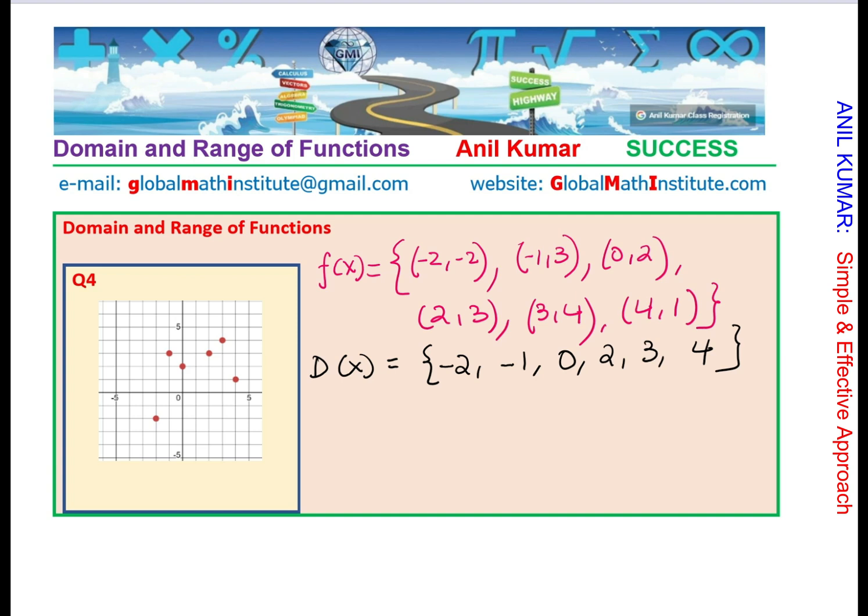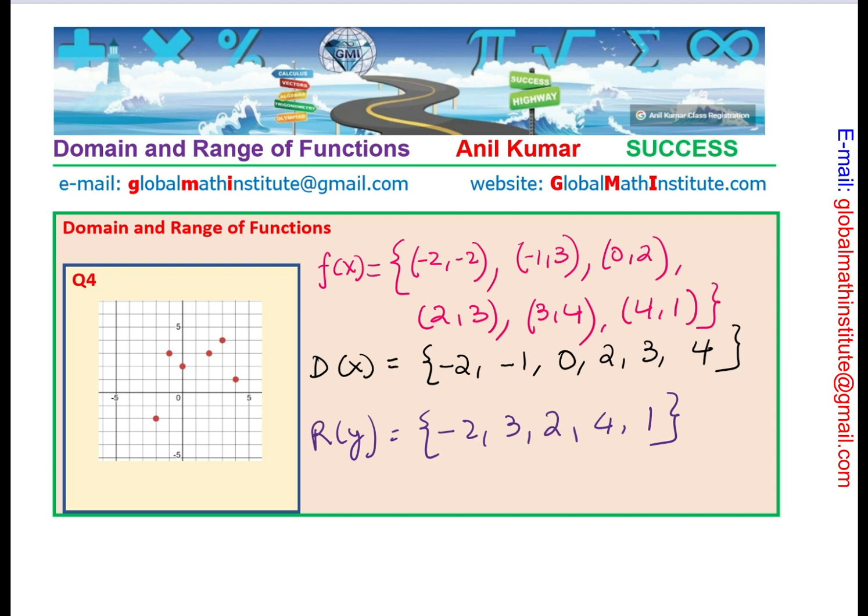How about the range? The range, the y values, we can write down as minus 2, 3, 2. Now 3 is again there, but you don't have to write it twice. It has already come, 4 and 1, right? It is better to write them in increasing order. So we may rewrite this as minus 2, 1, 2, 3, 4. It looks better, but both are correct answers. Is that clear to you?